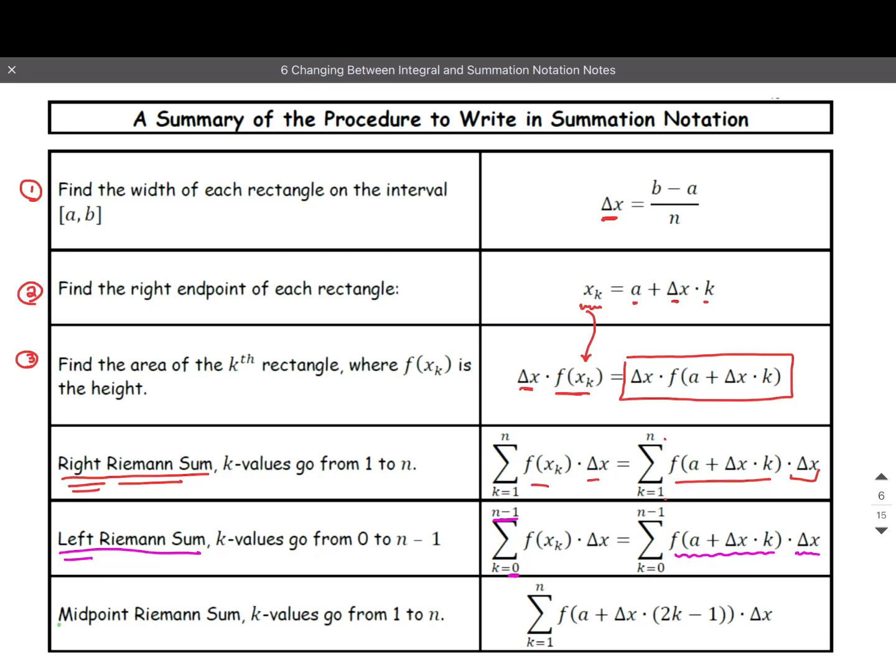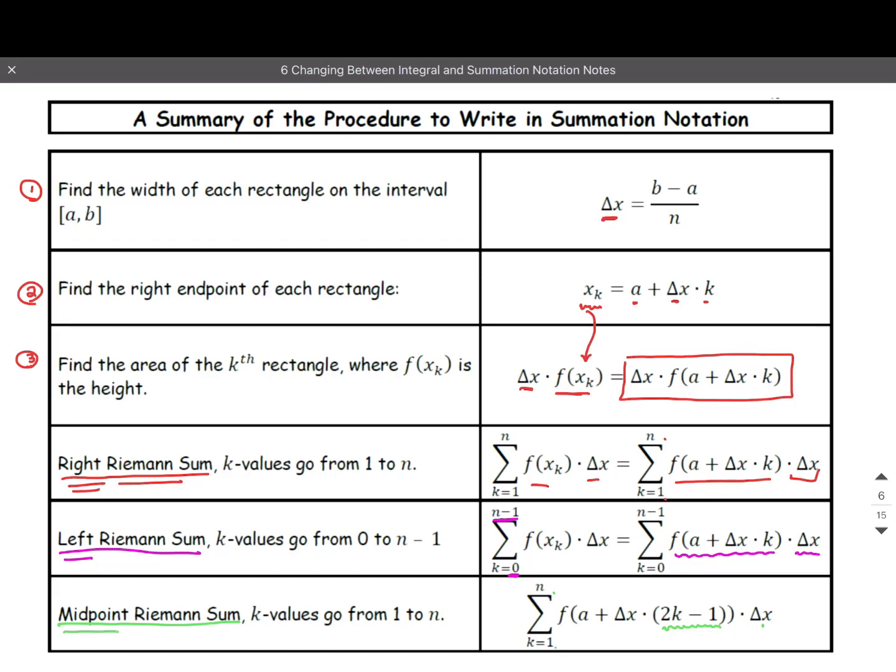And there is the midpoint Riemann sum. We're back to k going from 1 to n, but now we use f of a plus delta x times 2k minus 1. That's going to find the midpoint of each interval for us, okay? That'll find the midpoint of each interval, and we multiply by delta x. So this is what we have.